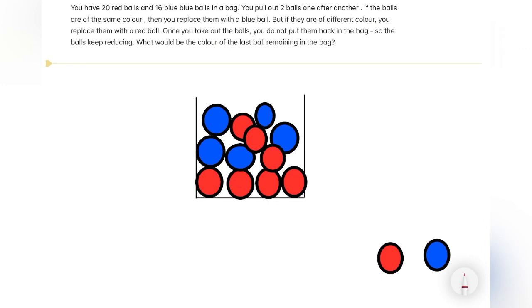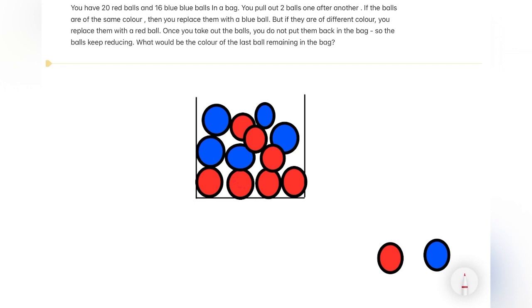Now we are going to solve a puzzle together. The puzzle reads like this: you have 20 red balls and 16 blue balls in a bag. You pull out two balls one after the other. If the balls are of the same color, then you replace them with a blue ball. If the balls are of different colors, then you replace them with a red ball. Once you take out the balls, you do not place them back into the bag, so the total number of balls in the bag will keep on reducing. What will be the color of the last ball remaining in the bag?